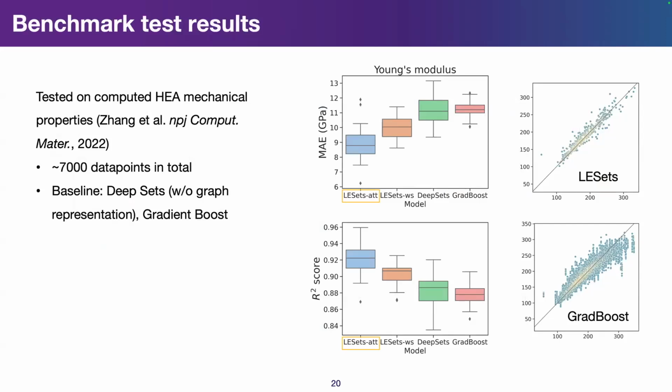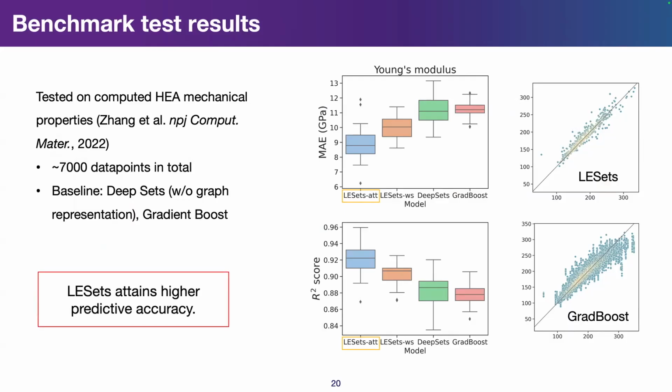This time we are comparing the models on predicting HEA's mechanical properties, such as Young's modulus and bulk modulus. We have 7,000 computed data points in total. You can see still, always in the benchmark test, our model performs the best. Not a lot of details, but we see that LSET attains higher predictive accuracy than its counterparts.